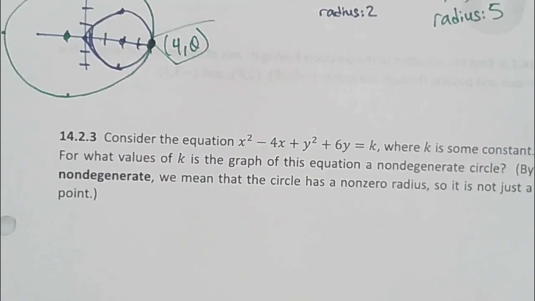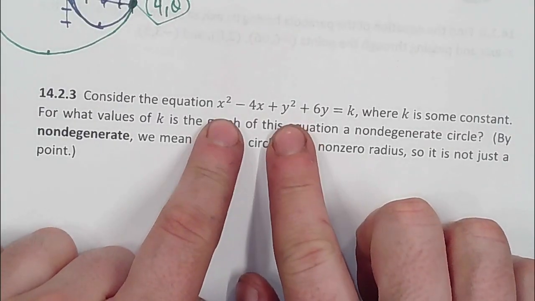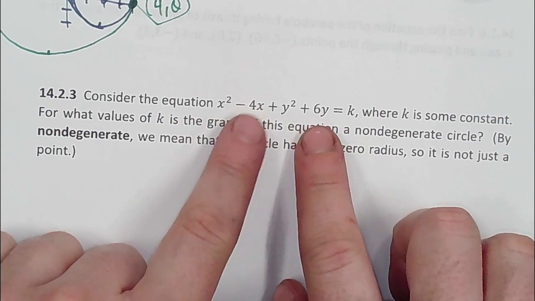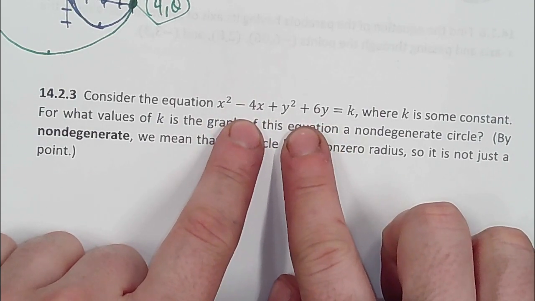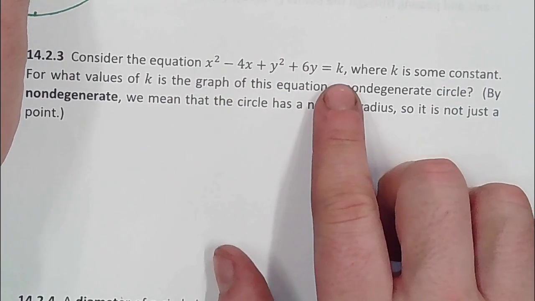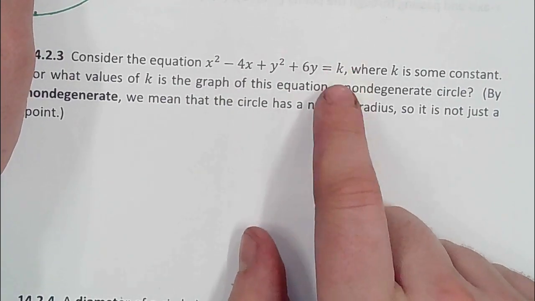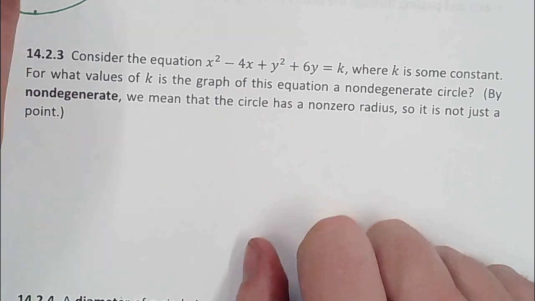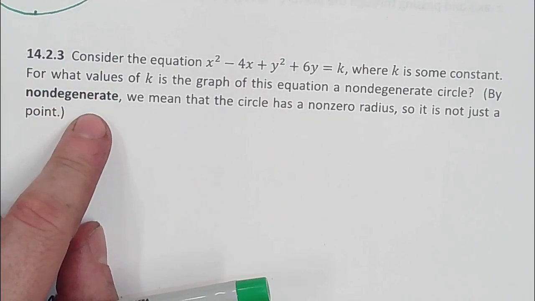This next one says, consider this equation. This is a circle. We don't know what the radius is, and we haven't got it in complete the square form, so we don't even know our center. But we know k is just some number over here. We want to know what's the smallest or biggest k can be so that we get a non-degenerate circle.